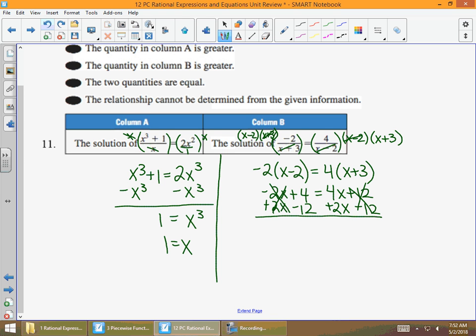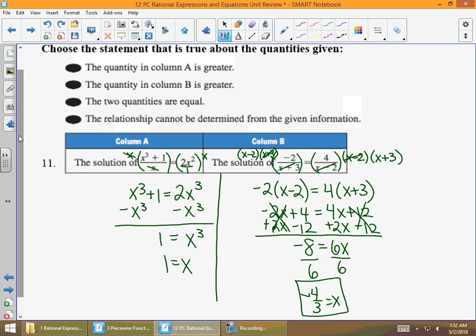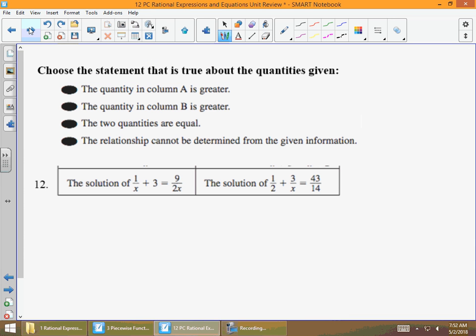So I end up with 4 minus 12 is negative 8. 4 plus 2 is 6. Negative 8 over 6 would be negative 4 over 3. So our question really was about the solution, which quantity is greater. Here, the quantity in column A is greater. 1 is bigger than negative 4/3. All right, just more solving rational equations practice.